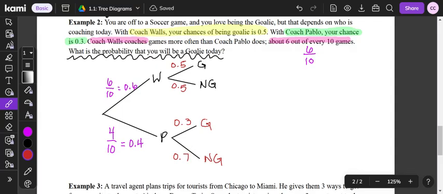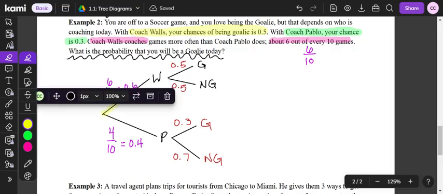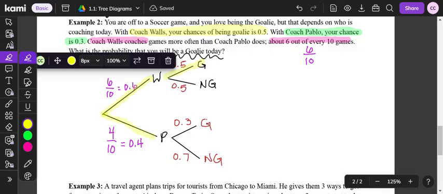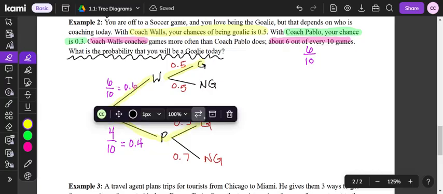Okay, it says, what is the probability that you will be goalie today? So we need to follow all of the branches that result in us ending up a goalie. Great. So I know right here, here's one. So that means I need to follow this branch. Coach Walls was coach and he put me in. And that means here's the other one right here. The other possibility is Coach Pablo was the coach and he put me in.